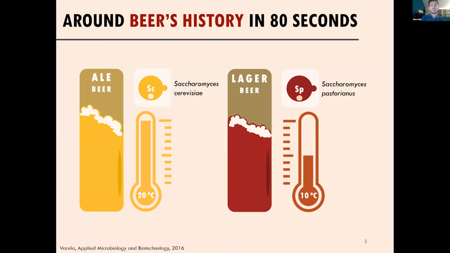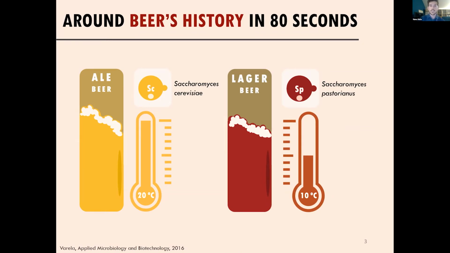Now, the ale beers are produced at a slightly higher temperature, at around 20 degrees, and the lager beers are produced at about 10 degrees. And they both use starter yeast, so they are both controlled fermentations. In the case of the ales, we use Saccharomyces cerevisiae, and in the case of the lagers, we use Saccharomyces pastorianus. Now, these are different species of yeast, but as you may have noticed, they share the same first name. This means that they are closely related. They belong to the same genus. And this is not a coincidence.